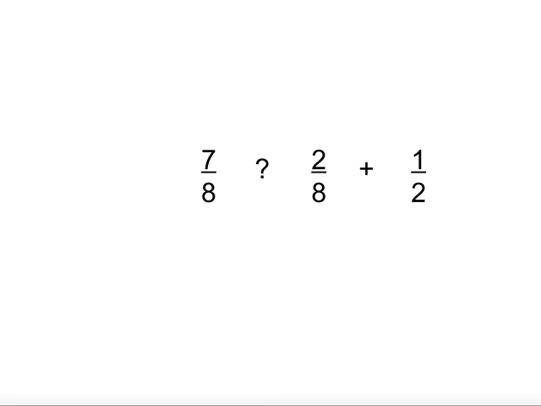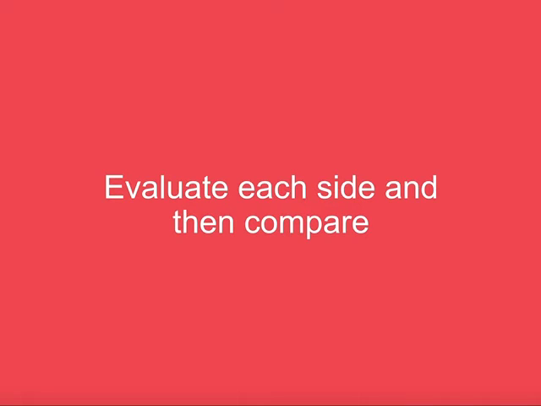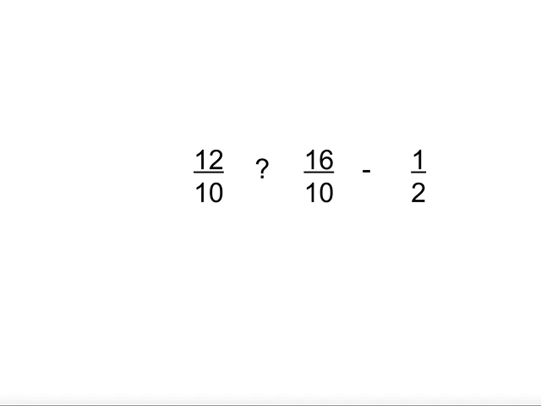Here we have another statement. We can see what 7/8 looks like, and if we start with 2/8 and add half, we can see that half is the same as 4/8. So when we add the half, we get a total of 6/8, and then we can be sure that 7/8 is greater than 6/8. Remember, we evaluate each side and then compare them when we are looking at making statements true.